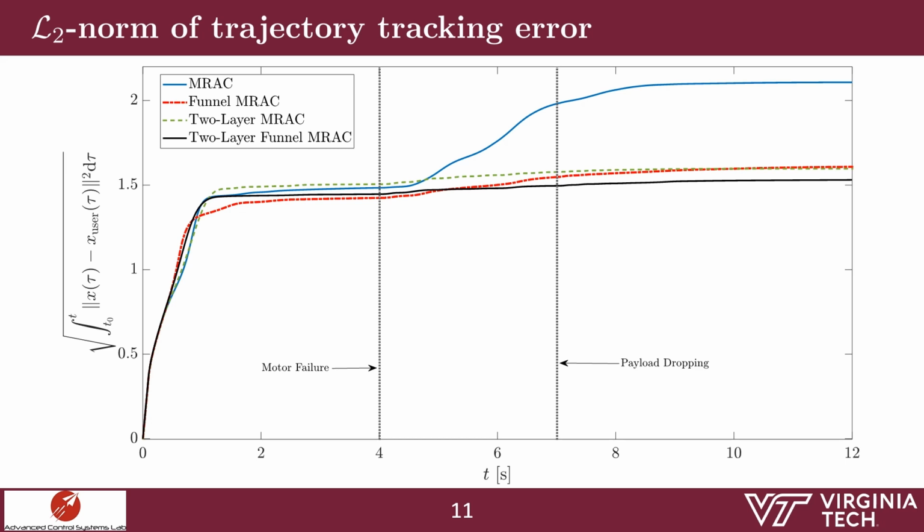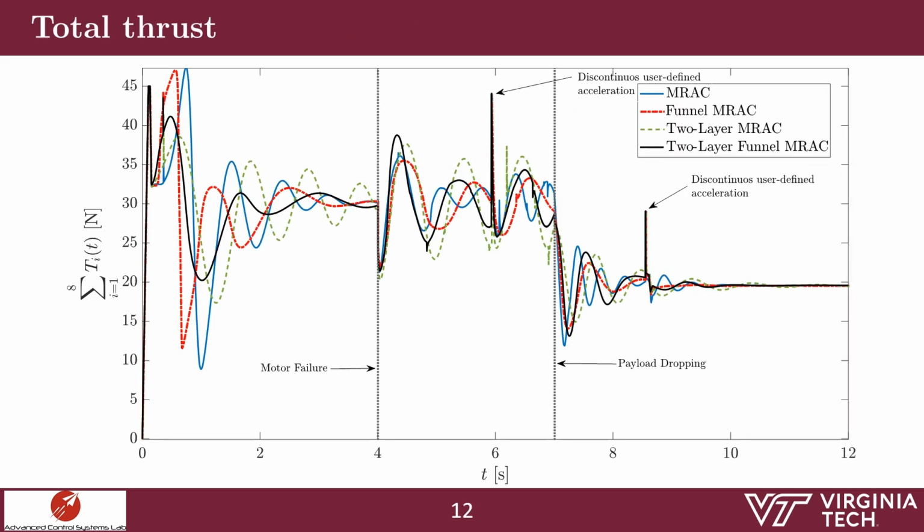Here we are looking at the total thrust, and so this is to show that the better performance obtained by the adaptive funnel formulations and by the two-layer MRAC technology are obtained without the expense of having a higher control effort. In fact, all the control efforts are comparable.